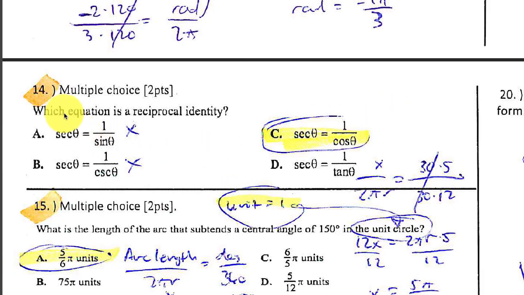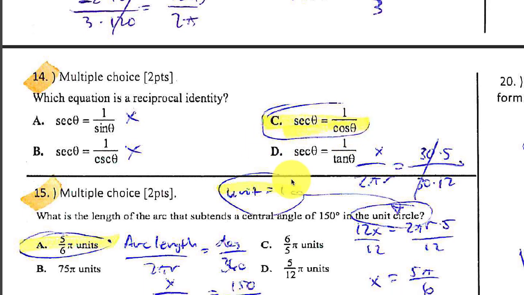All right, question number 14, which equation is the reciprocal identity? The reciprocal identity of secant is 1 over cosine. That's just straight from your formula sheet.